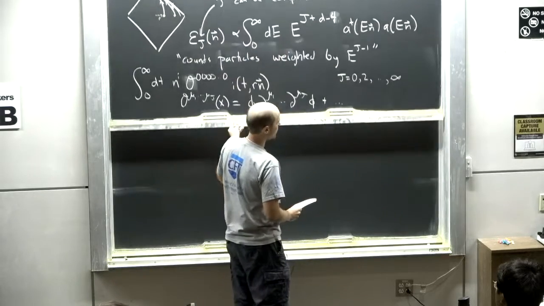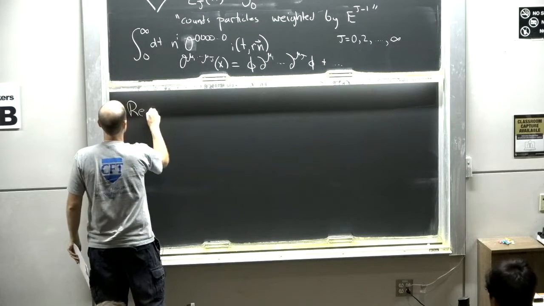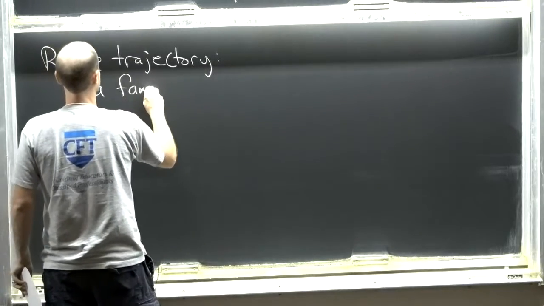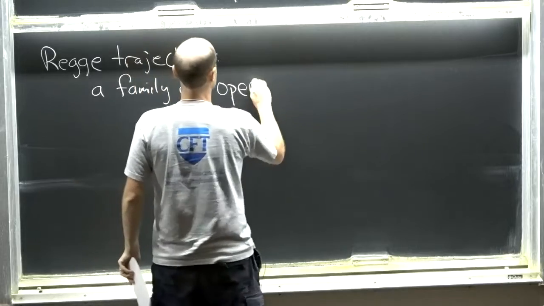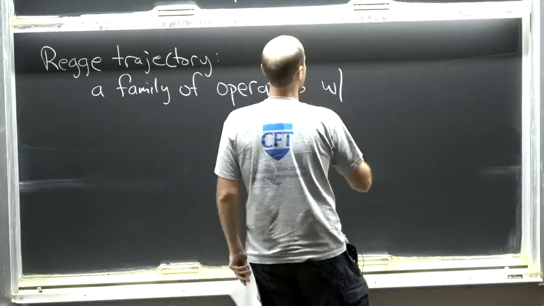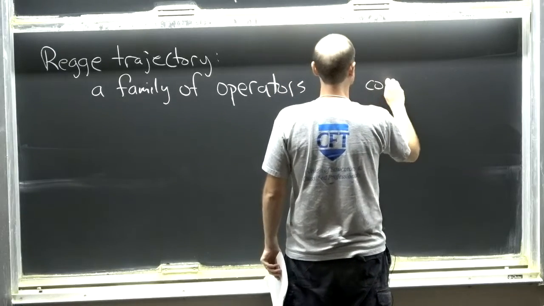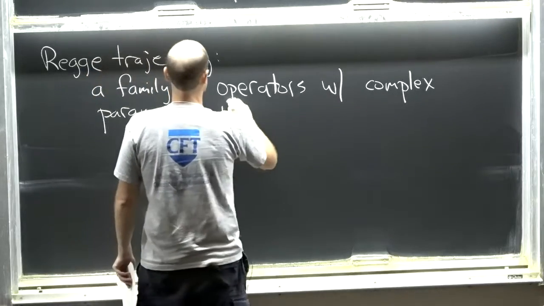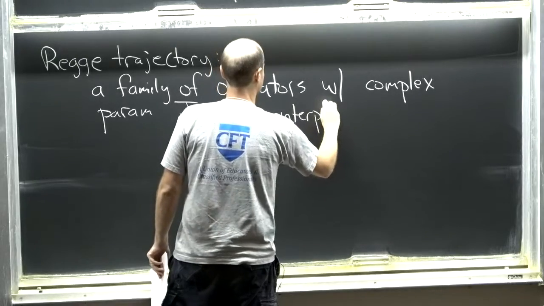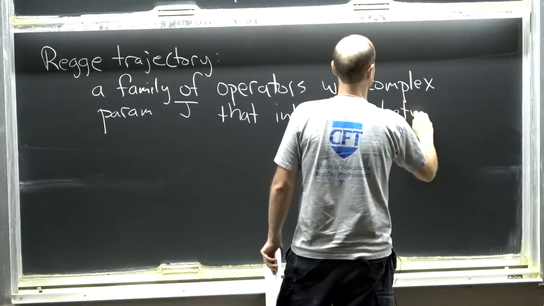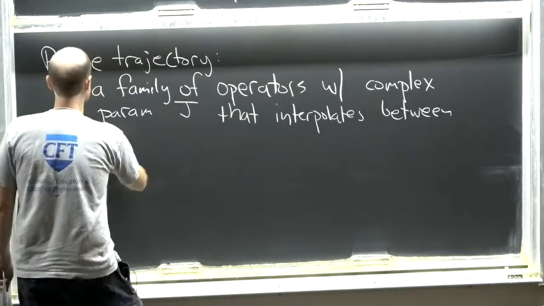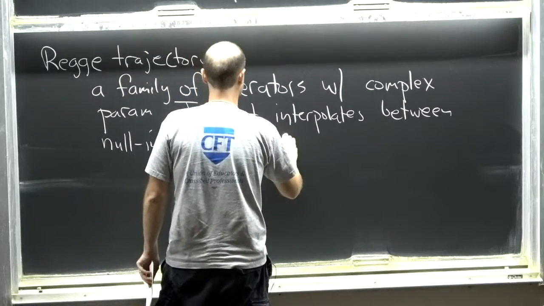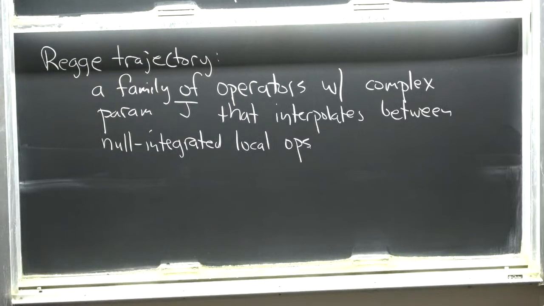And this is our first example of something called a Regge trajectory. So it's a family of operators with a complex parameter J that interpolates between, and I'll write null integrals, null integrated local operators. And I didn't really explain why this is a null integrated local operator except at the level of pictures here.